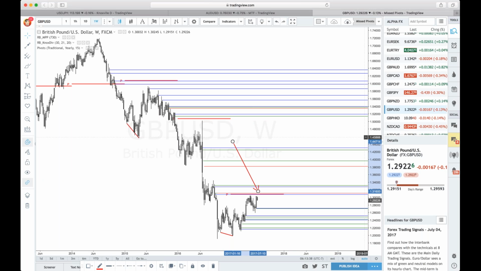So missed pivots are a way not just to judge trend like we've looked at in the past, but they are extraordinary targets, and they allow you to make bold cocktail party predictions about where price is going.